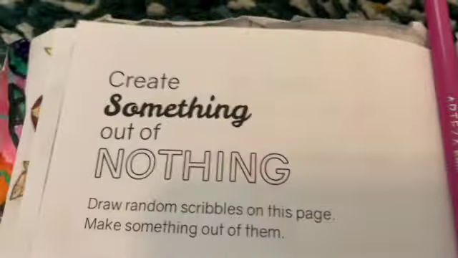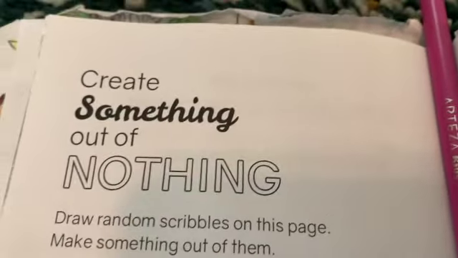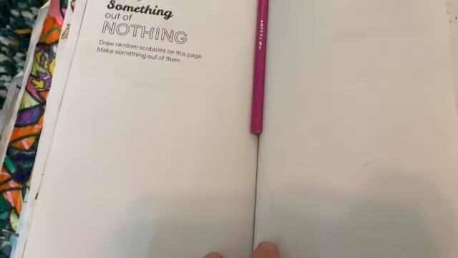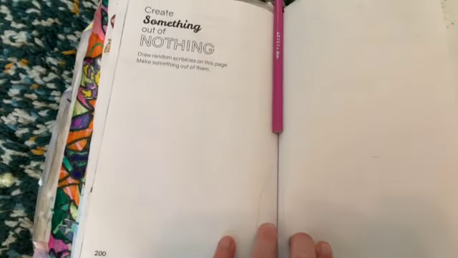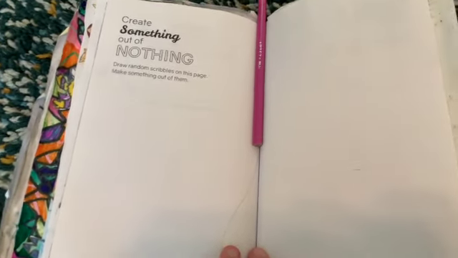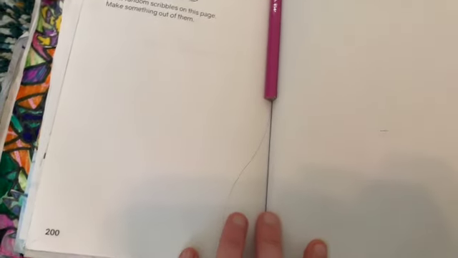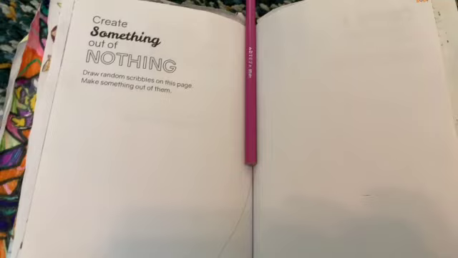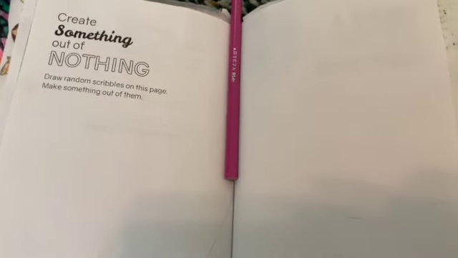So the last page we're going to do today is this page. Create something from nothing. So that means do something like a scribble and create it into something. I'll do many random things. I'll try scribbles first, and then try some other things, and we'll turn them into something. Okay? Let's go ahead and start it.